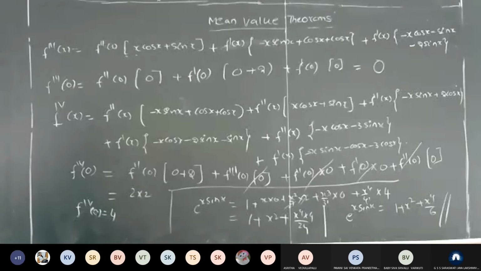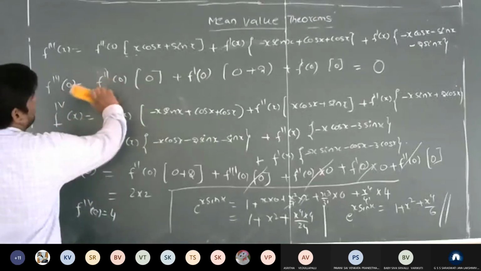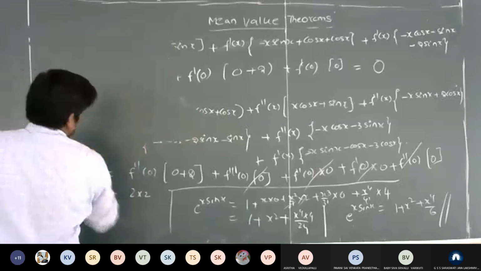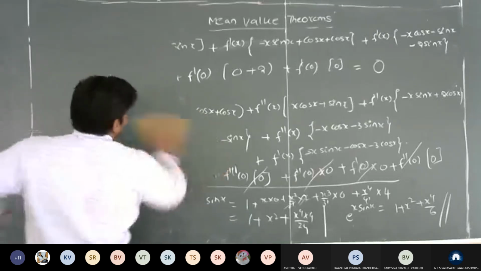So right, this is one way. And also you can simplify this one in a general manner. So that is.